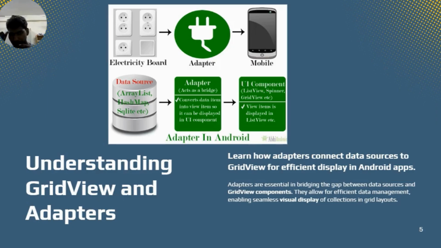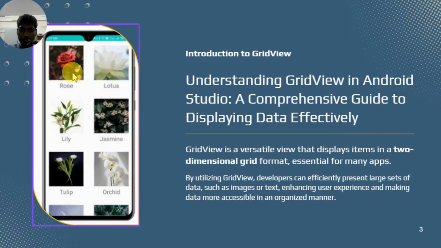the UI component. For example, if we have an array of images, the adapter takes those images and puts them into the UI. As you can see in the previous slide, suppose we have an array of rose, lotus, lily, jasmine, tulip, orchid stored in data format only. The adapter takes them from the data source and puts them into the UI components, so the rose, lotus, lily, everything is displayed here. All this comes from the data source only. In this way the adapter helps us.